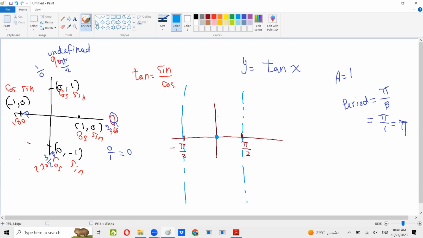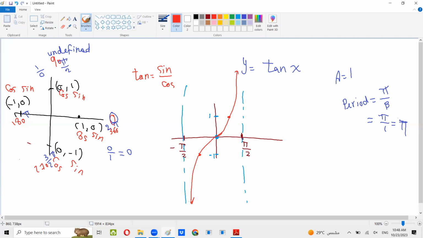Look, guys, we said amplitude is 1, but 1 where? At the middle here, it's 1, and at the middle here it's -1. Look at the curve of tan. I will draw tan. It will not touch here because this is undefined, and it will go there, not touching the second undefined line. This is the graph of tan. The graph of tan starts with 0 and amplitude is 1.